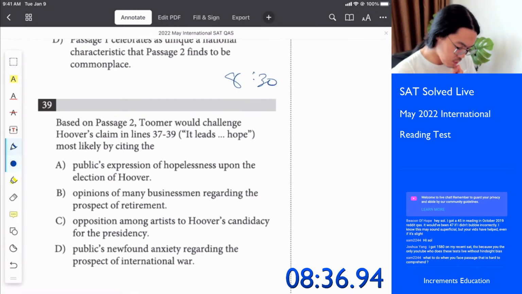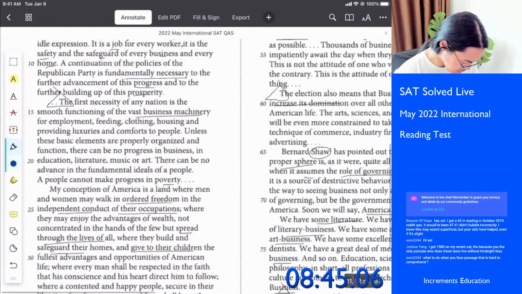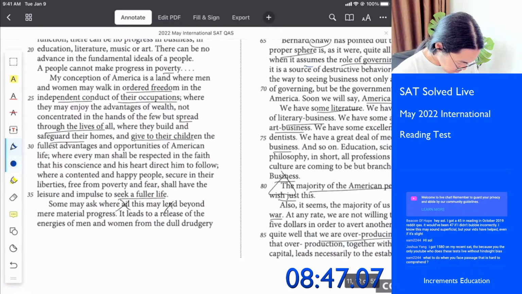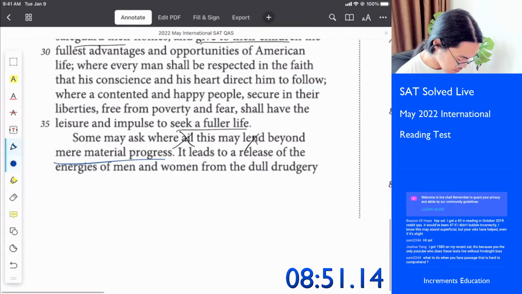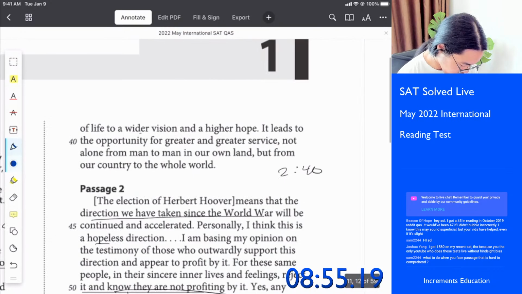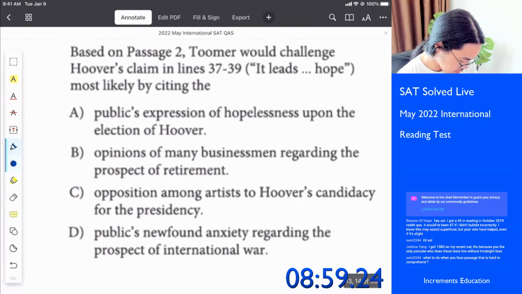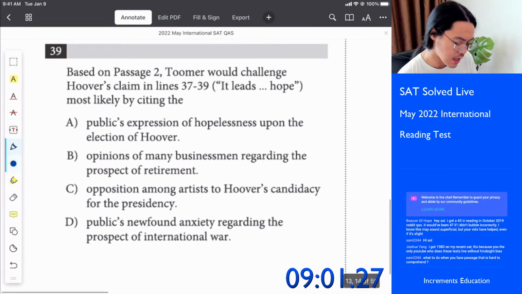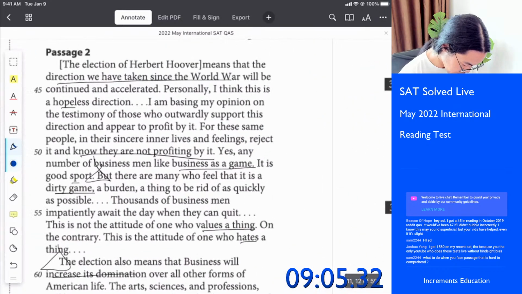Based on passage 2, Toomer would challenge the claim in 37 to 39. Okay, 37 to 39 about hope. Let me just double check this. Mere material. Okay, that's good. So this is like kind of an address, at least from the dull drudgery of life to wider vision, brighter hope. It gives them, wow, that's completely different. We challenged it by saying it doesn't give hope. It actually harms hope.